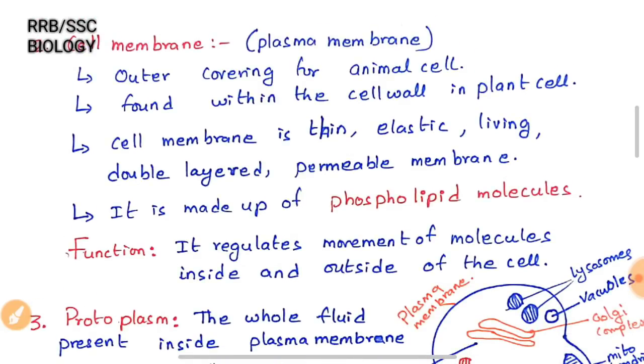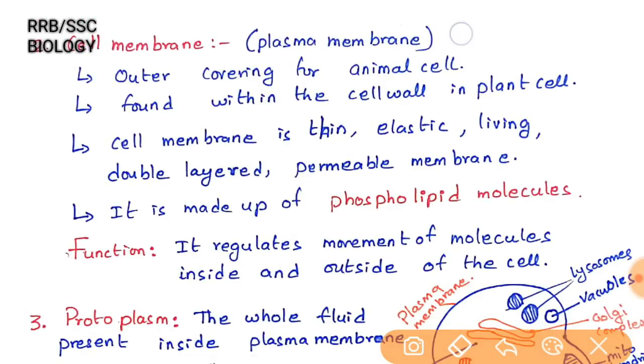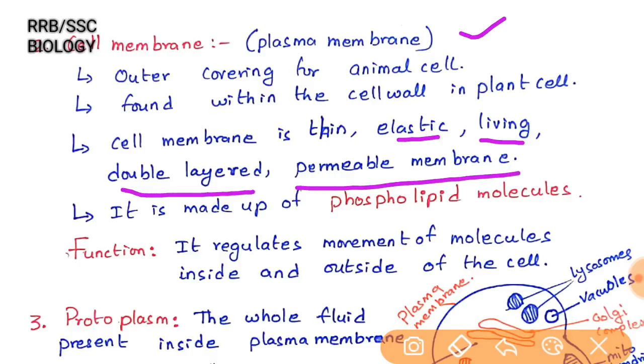Cell membrane. Cell membrane is also called plasma membrane, the outer covering of our animal cell, which is found within the cell wall in the plant cell, which I have explained. This cell membrane is a thin, elastic, living, double-layered, permeable membrane, friends. Okay, I have said what is permeable. It can allow the elements to go through. Cell membrane is made up of phospholipid molecules.